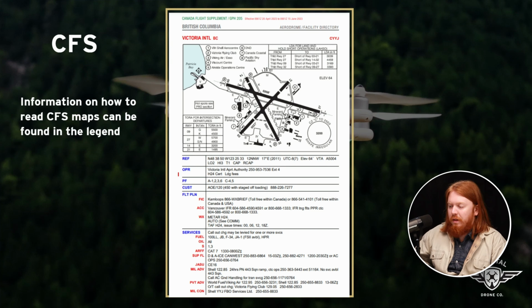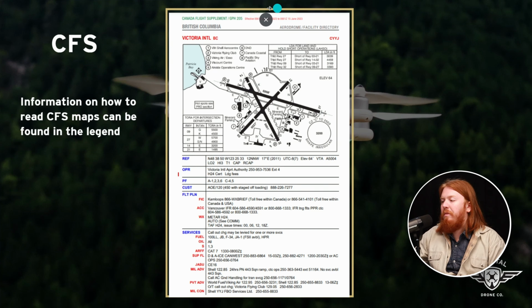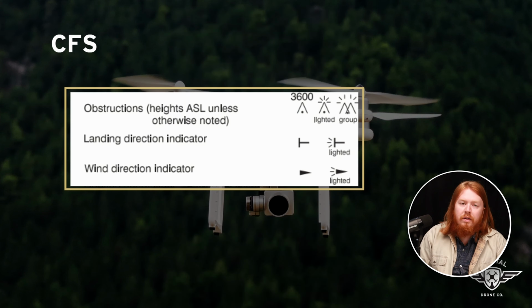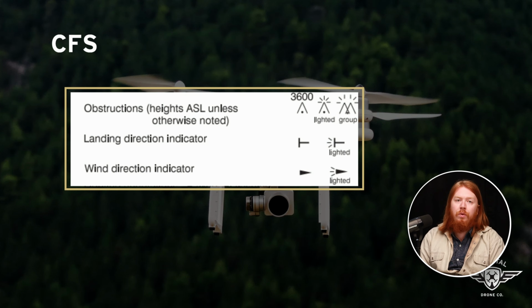To make sure that it's the up-to-date page, at the top of the page, it will actually say the effective date. So this one was in effect April 20th, 2023 to June 15th, 2023. Some of the symbols you'll see in the CFS are very similar. You'll see obstructions. Now in the CFS, obstructions are only in ASL, but they look pretty similar. It's the triangle. When it says wind direction indicator, that means that is a windsock.